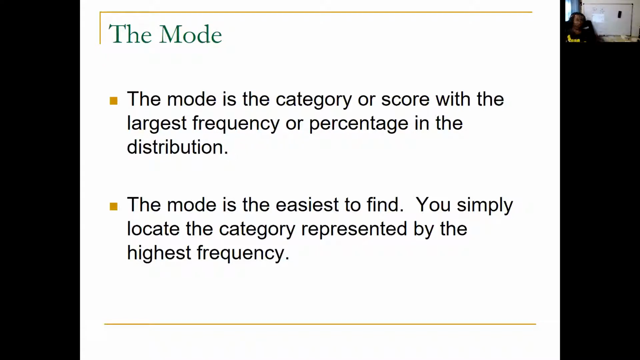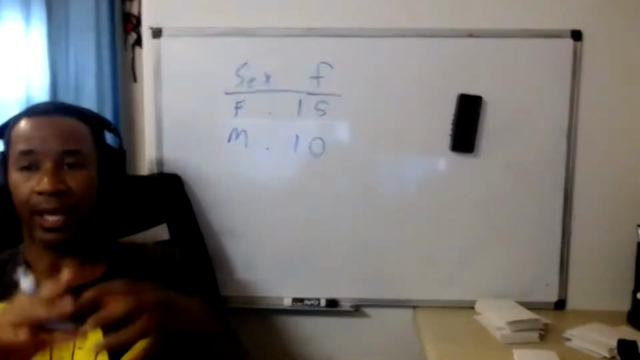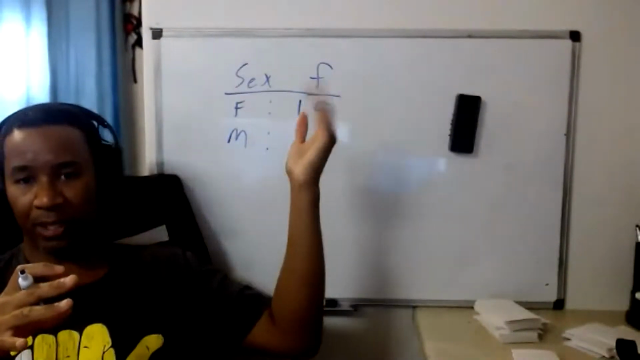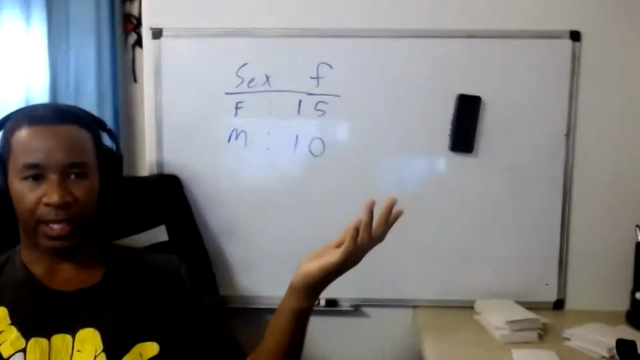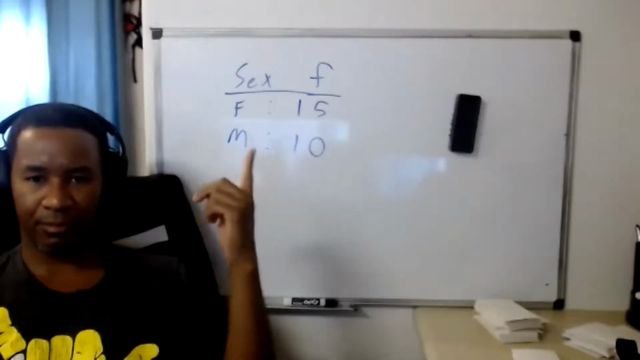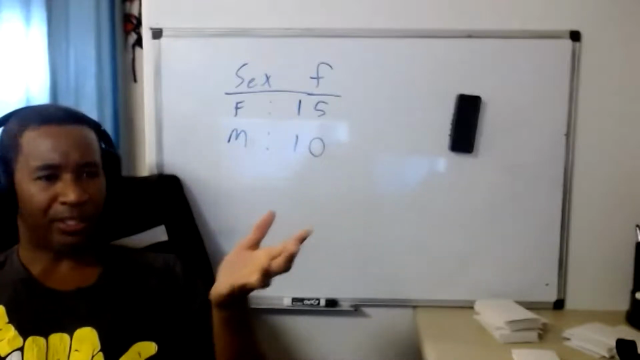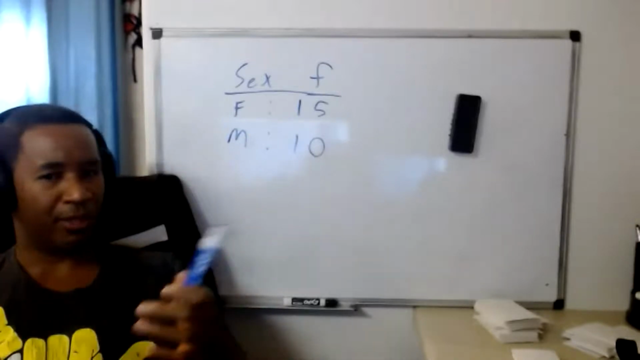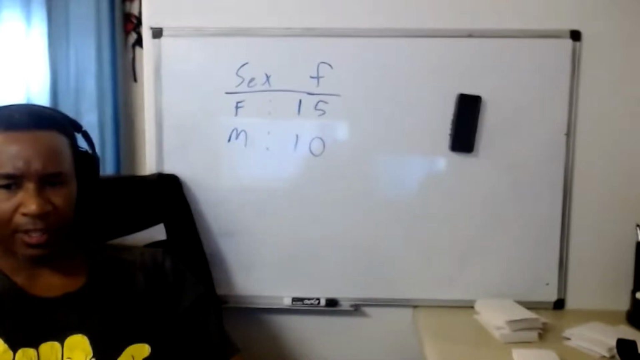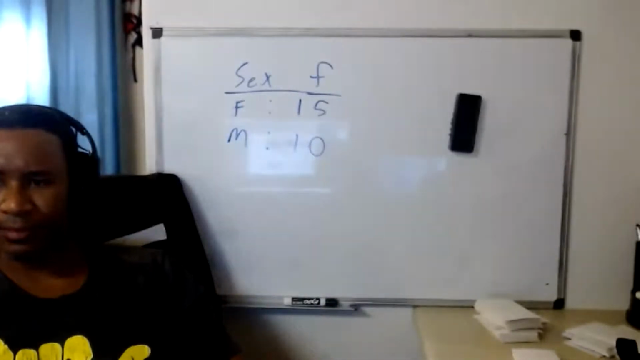So for example, if we revert back to this distribution here, we see that there are 15 females and 10 males. So which category is the modal category? Females, because there are more females than males. And that's pretty much how you go about finding the mode. Like I said, there's really not much to elaborate on beyond that.